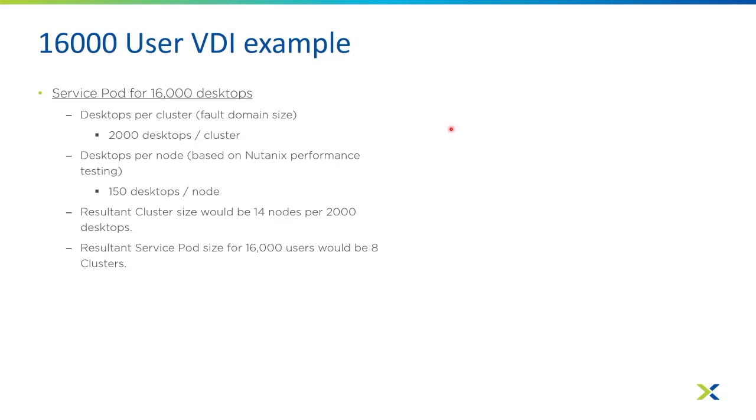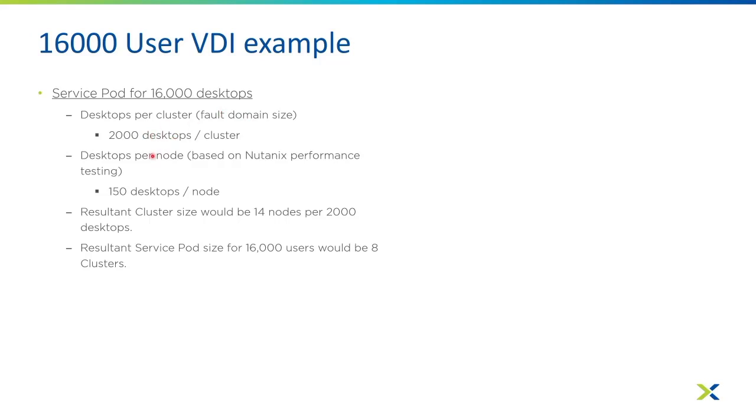Now, the numbers I've taken are assumptions here. So best practice for your fault domain would be 2,000 desktops per cluster. We can run a lot more per cluster, but if that cluster fails, whether it's hardware or software, I say that often, you lose all your users. So we reduce the fault domain down to a tolerable size.